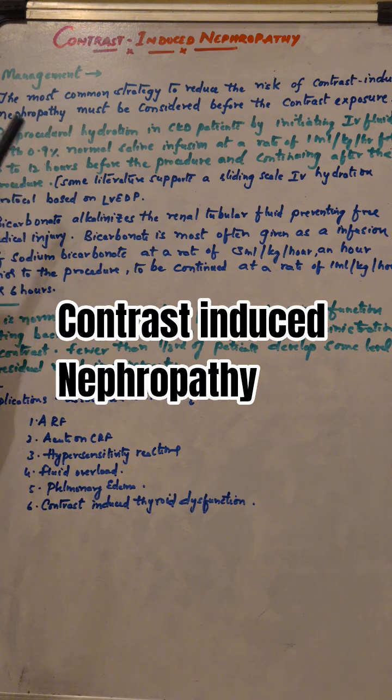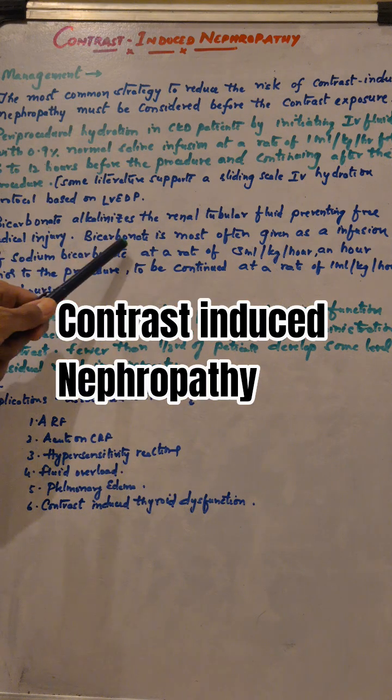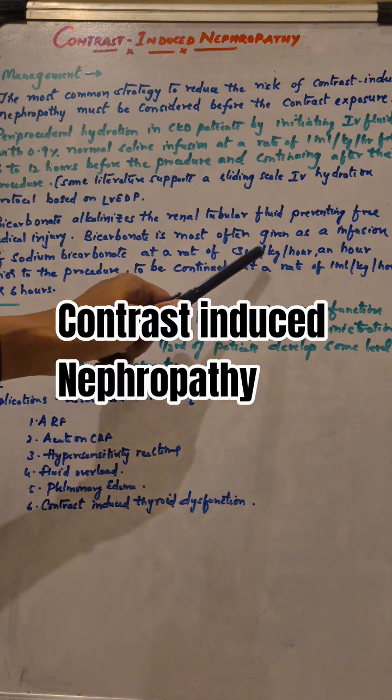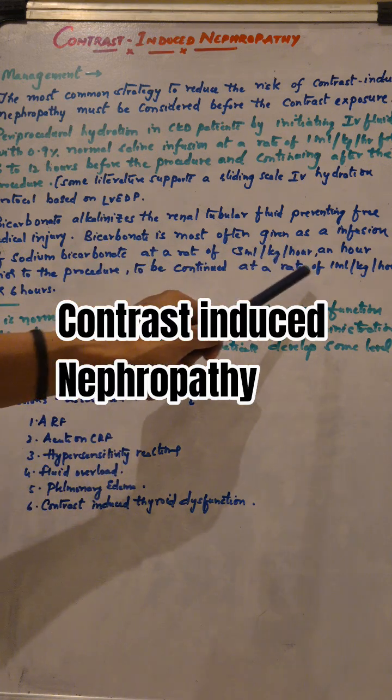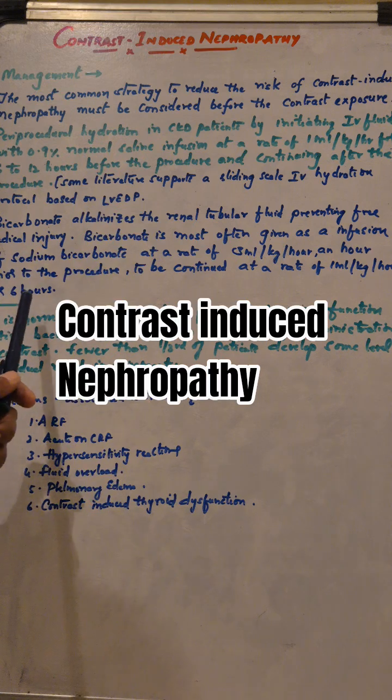So one is hydration, another is bicarbonate, which alkalizes the renal tubular fluid, preventing the free radical injury. Bicarbonate is most often given as an infusion of sodium bicarbonate at a rate of 3 ml per kg per hour, an hour prior to the procedure, to be continued at a rate of 1 ml per kg per hour for 6 hours.